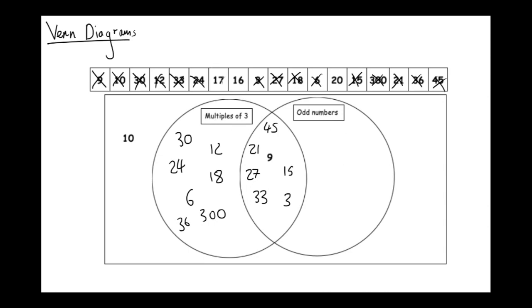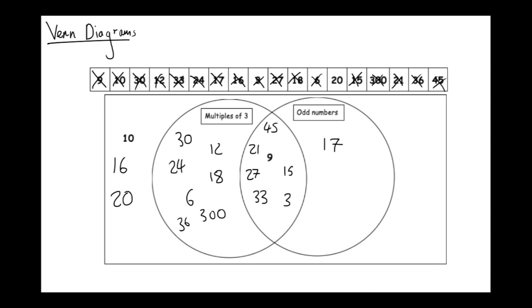Okay, so 17 is an odd number. That's it. So we're left with 16 and 20. Well, where are these going to go? Well, because we've defined this circle as multiples of 3, this one was odd numbers, 16 is neither a multiple of 3 nor an odd number, so it must go outside the diagram. 20, is it a multiple of 3? No. Is it odd? No, so it must go outside.